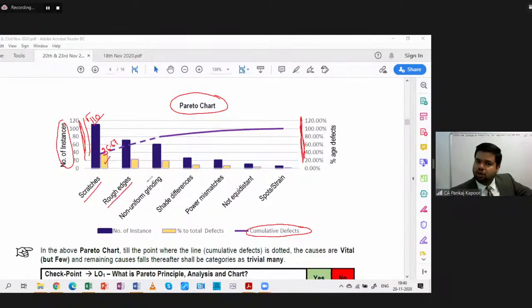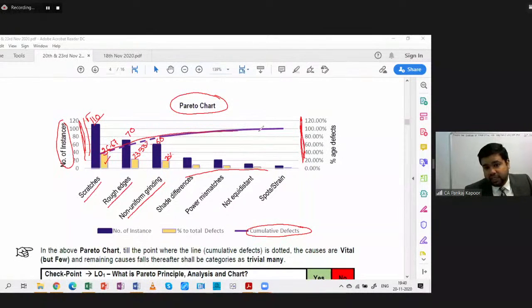Second cause, in the order of significance we are moving. Rough edges. What is the number of instances? It was 70. The percentage of defect is how much? It was 23.33. I'm writing based upon the table we saw on the last page. The non-uniform grinding of the edges, the number of cases was 60, whereas the percentage of the defect was 20%, and so on. We write for the others as well. Based upon this, we draw the cumulative defect line or curve here.